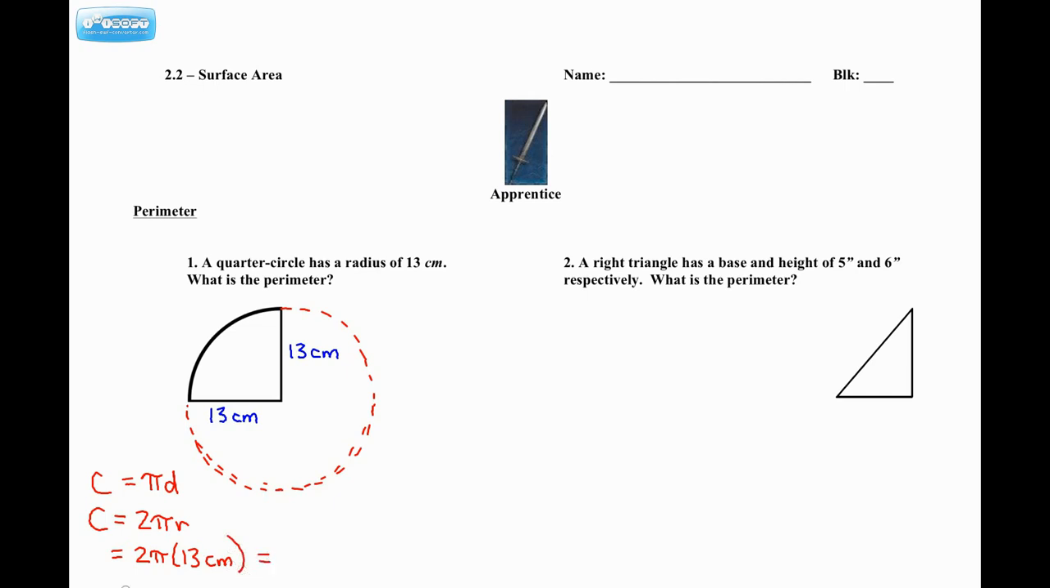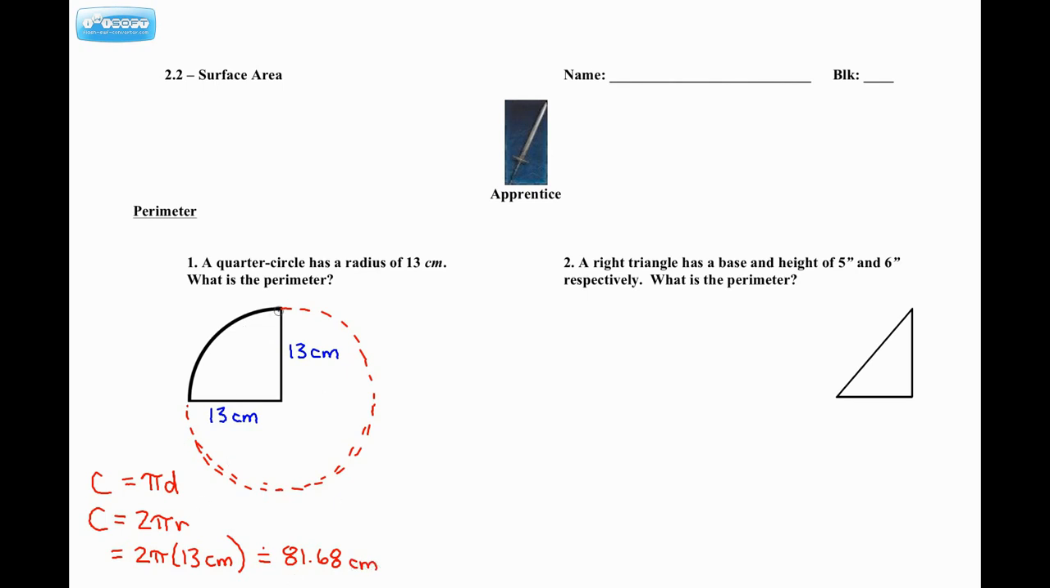Now whenever you're working with pi on a scientific calculator, you don't have to punch in the number 3.14. If you look on your calculator, it should have a pi button, and it'll give you a much more accurate estimate of pi. So 2 times pi times 13, plus it's less to type. So you get approximately 81.68, and this, of course, is in centimeters. So that is the circumference around the entire thing.